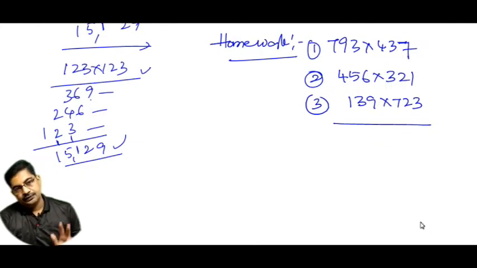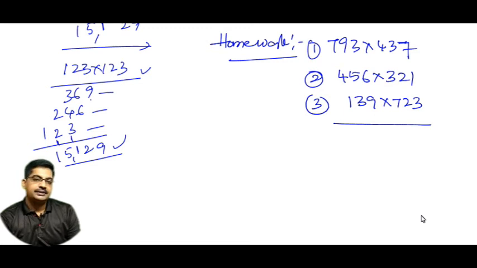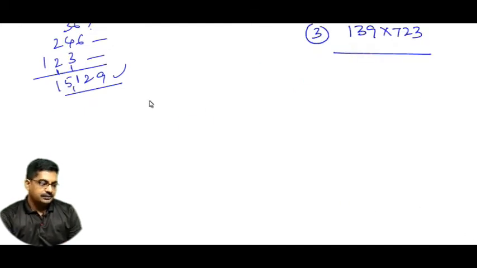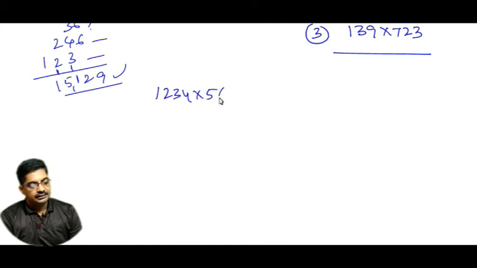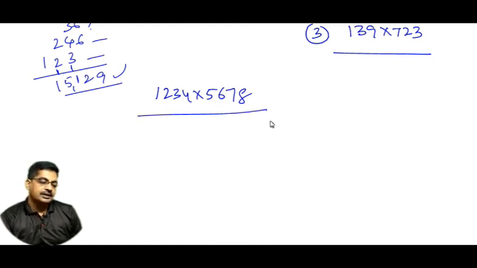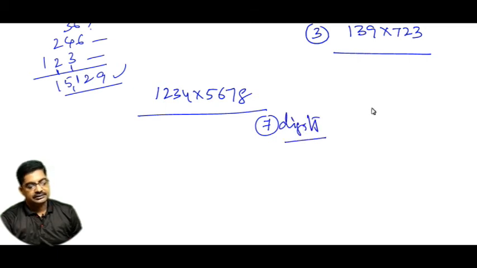Just see, in case of 2 digit number by 2 digit number, how many digits are coming in the result? 3 digits maximum. In case of this 3 digit by 3 digit, how many digits are coming in the answer? 5 digits. Suppose there is a multiplication of 4 digit number by 4 digit number, 1 2 3 4 by 5 6 7 8. How many digits of answer will come? Yes, it is a 7 digit answer. 7 digits or 8 digits, depends.